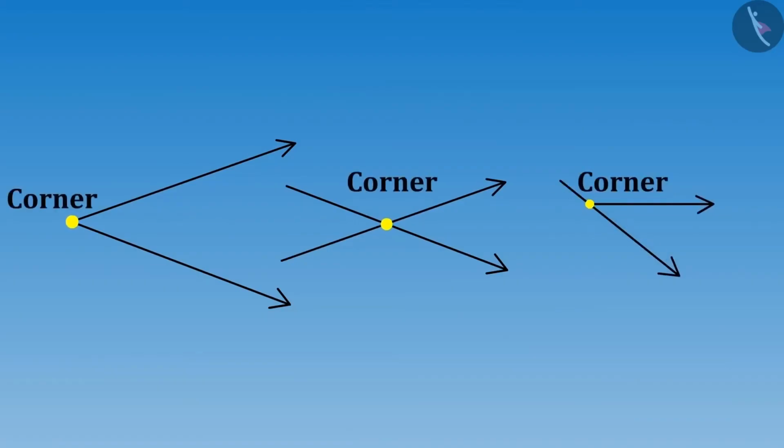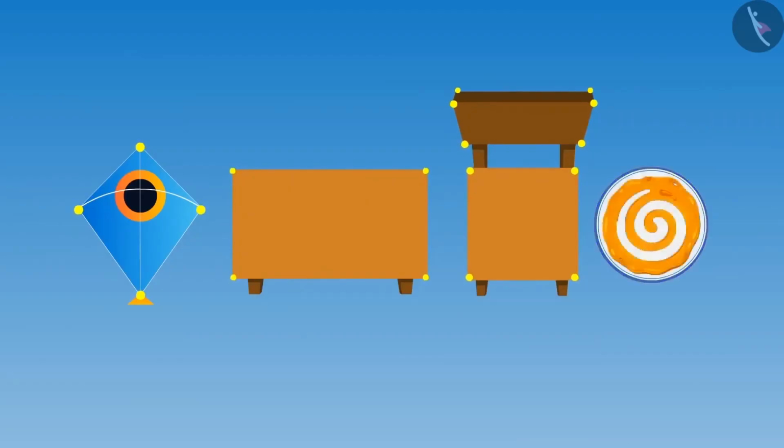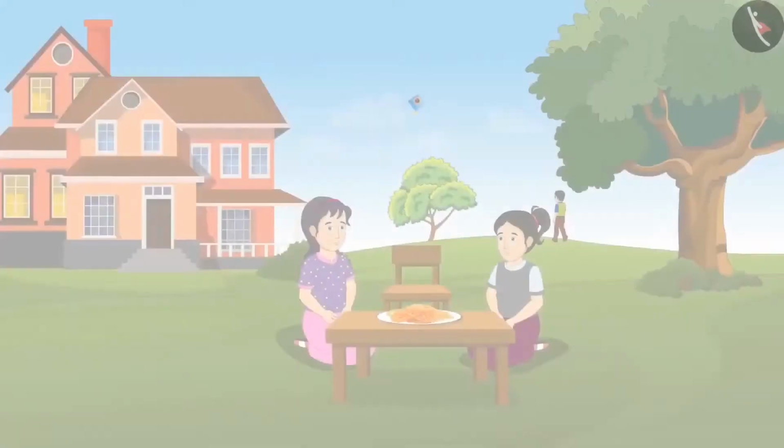So, sister, does this mean that corners are only formed in objects like kite, table and a chair? And the shapes of jalebi and plate do not have corners? Yes, Riva. Do you know that when two lines join along with each other, then only one corner is not formed, but something else is also formed, which is called an angle. Where there is a corner, there is an angle, and this angle is something which is very useful.